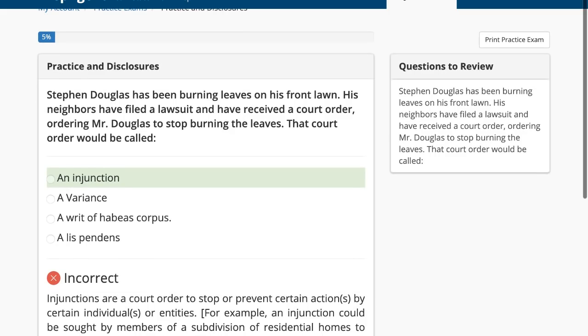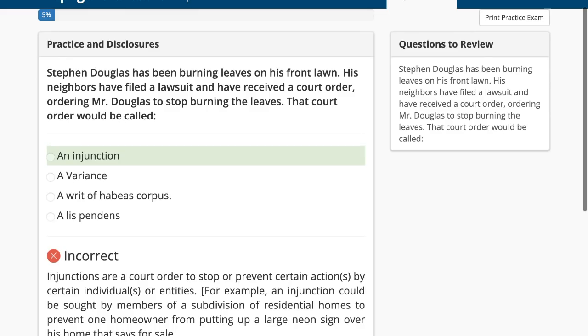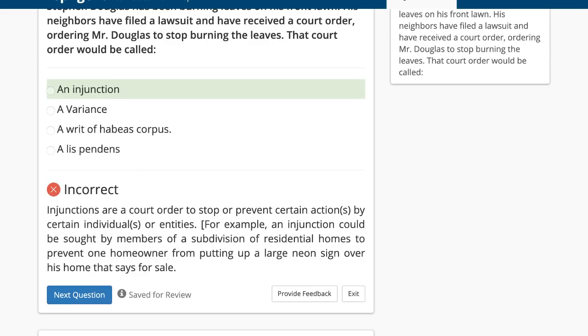And the answer is A, an injunction. Good. An injunction is a court order to stop.